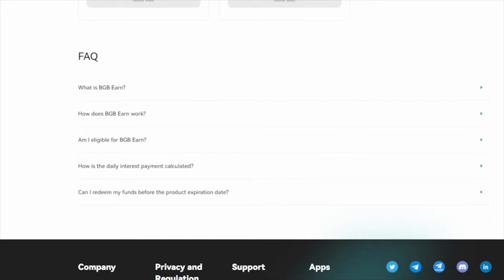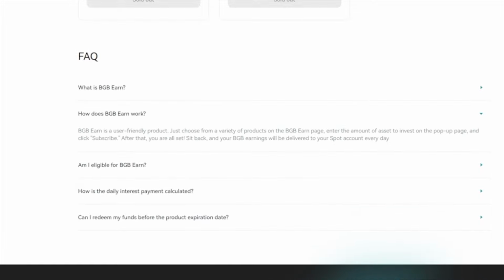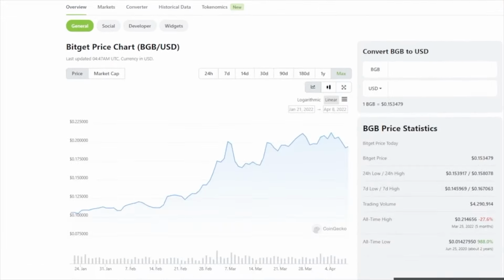So let's talk about BGB. BGB is Bitget's native token, and with this token you do get some benefits on the platform. So definitely go over to Bitget right now and buy a couple of the tokens so you can actually use the exchange in the best way possible.